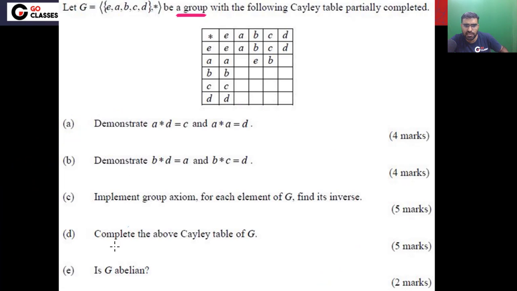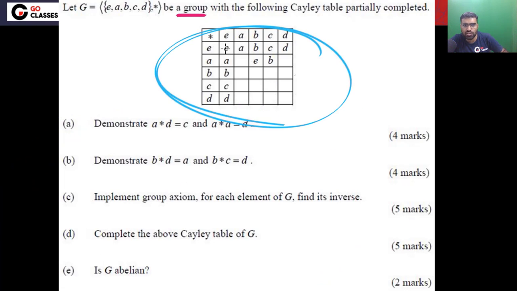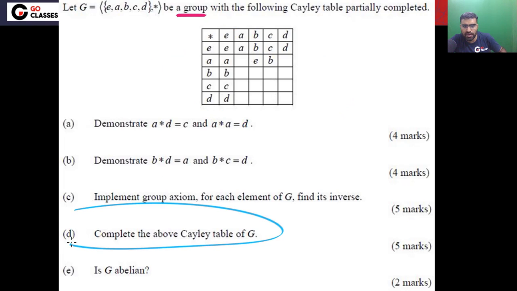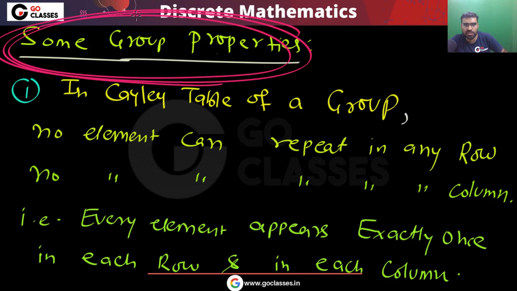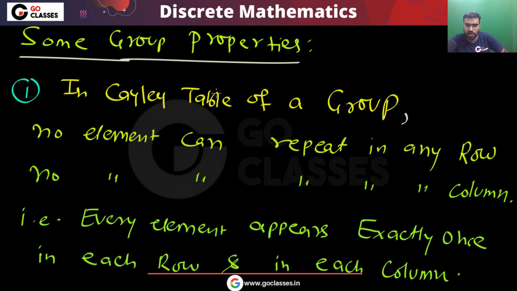But before we start, let me tell you which important points we are going to use to complete and fill this table, meaning which properties of a group we are going to use. We have already seen these properties in the lectures with proof, so let's see these properties.